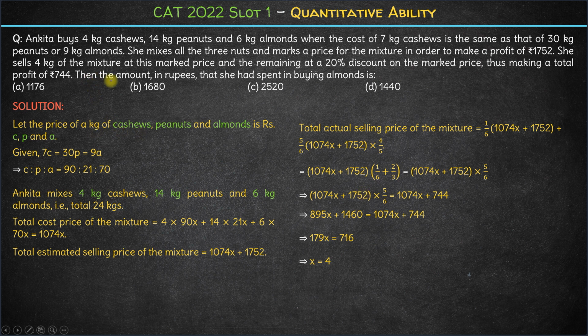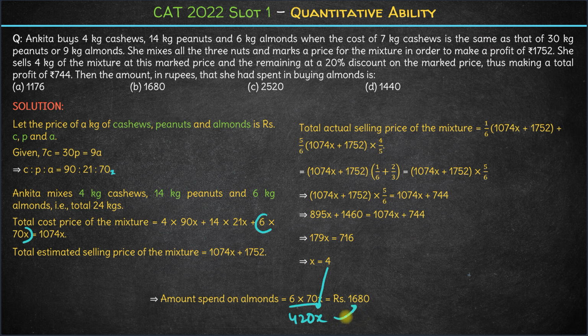Now the question is, the amount in rupees that she had spent in buying almonds is how much? So the amount that she spends on almonds was this amount. 6 kg of almonds is bought and the price of almonds is 70x, right? So 6 into 70x is the price of almonds, which is effectively 420 into x. X here is 4, so 420 into 4 is 1680. So the total price of the almonds is option B, 1680. Thank you.